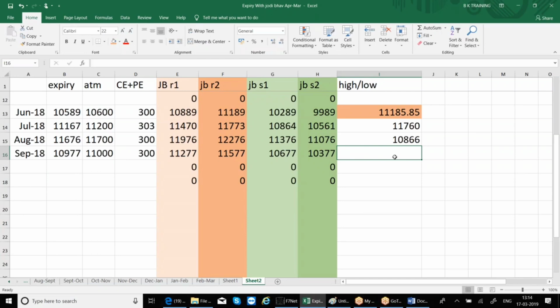Yes. Everybody agree? And 10,074 was the low of October. पैसा लाओ. What am I doing? I'm just using Jodi Bhav. In short, I have made a pivot out of Jodi Bhav. Nothing else.